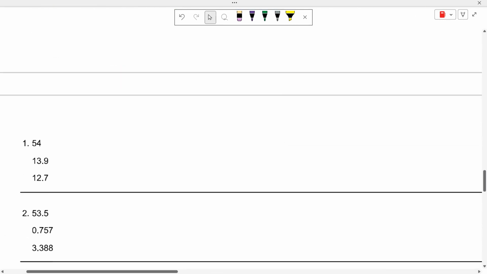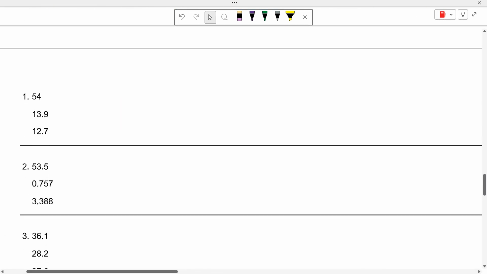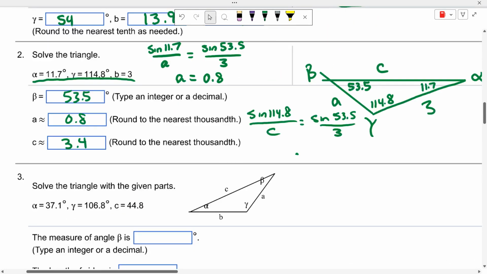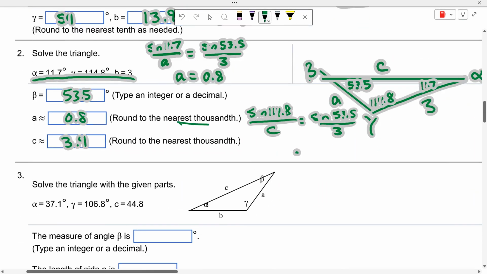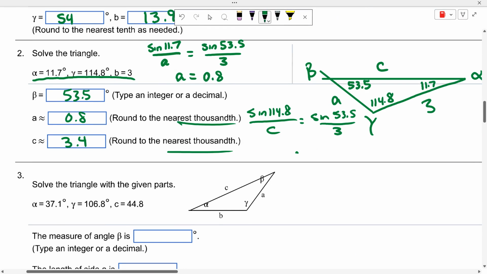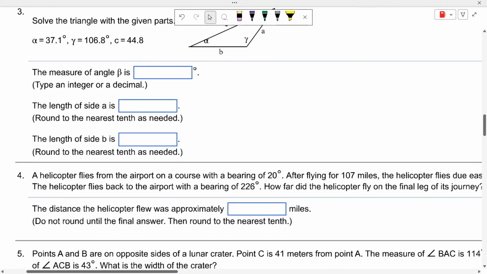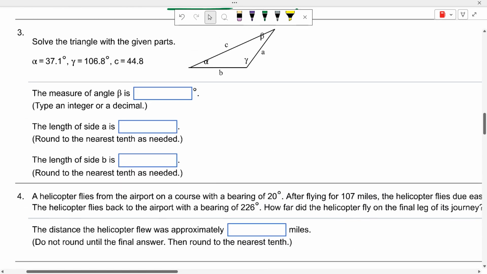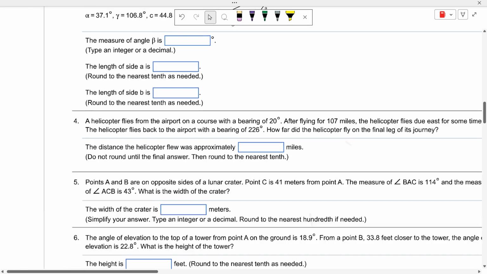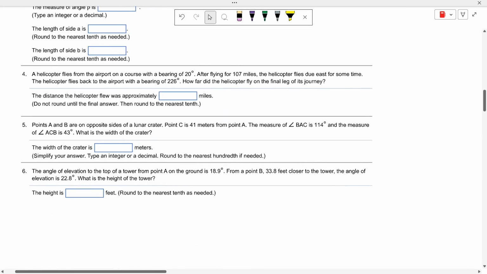Let's just check our answers. It says round to the nearest thousandth. We weren't looking very closely at the directions. So if we have to round to the nearest thousandth, that's 3 decimal places. So make sure you watch what they want you to round to. So we're going to skip over 3 because that's the same as the first two. Now we have some word problems.